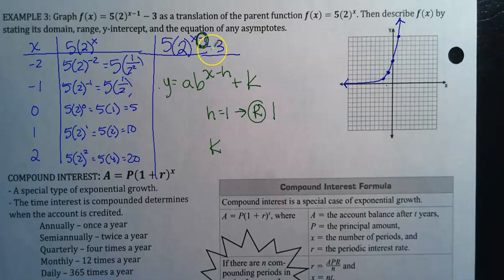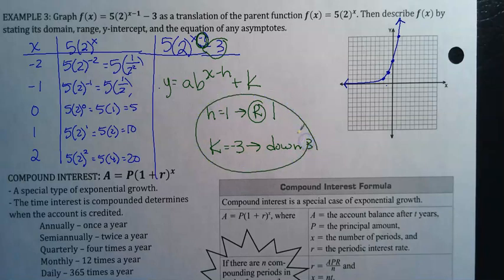It's kind of hard to see, but I have -3 in there, so my k equals -3, which means that I'm going to go down 3. So I'm just going to translate what I have, right 1 and down 3. So instead of doing all the math, you could take the shortcut and just take this point and say, okay, I'm going to go right 1 and down 3. 1, 2, 3. Right 1, down 3.